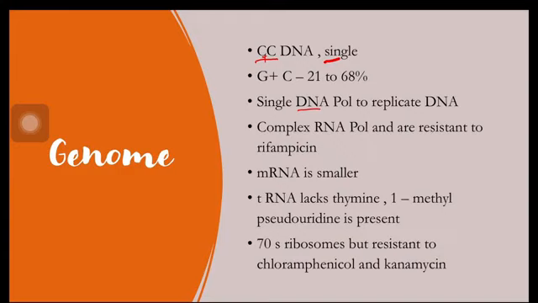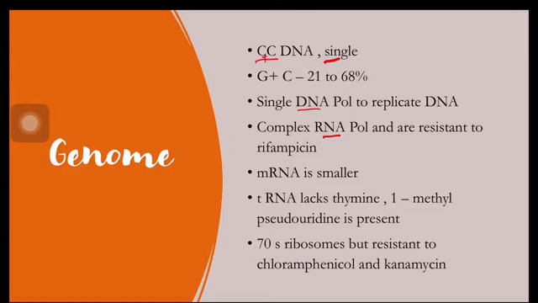Archaebacteria have a complex RNA polymerase. Here it is a DNA-dependent RNA polymerase, which means this enzyme synthesizes RNA utilizing the DNA template. This DNA-dependent RNA polymerase is complex in Archaebacteria and it is resistant to the antibiotic rifampicin. The mRNA is much smaller than that of Eubacteria, and the DNA here contains introns, which are not generally observed in the bacterial genome.